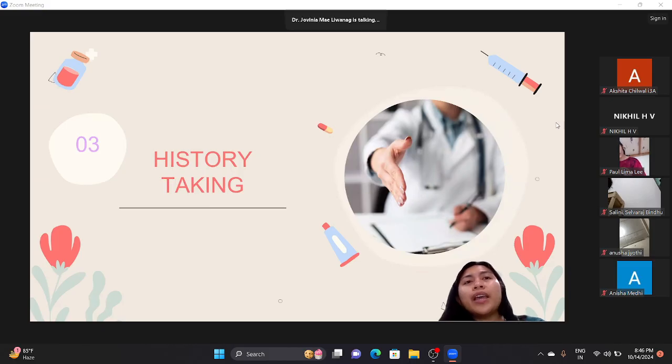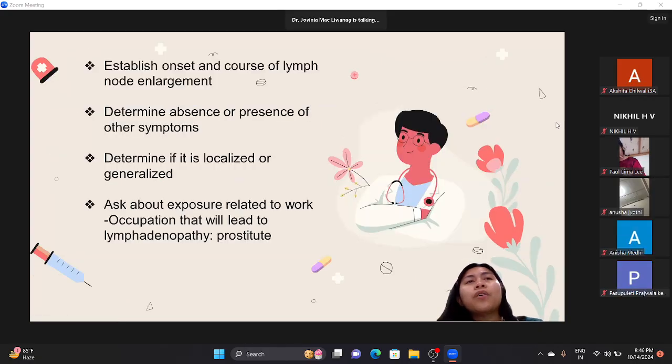History taking will give you 80% of the correct diagnosis. In history taking, we should establish the onset and the course of lymph node enlargement. Number two, we will determine the absence or presence of other symptoms. Number three, we will determine if it's localized or generalized. And you should also ask about the occupation.